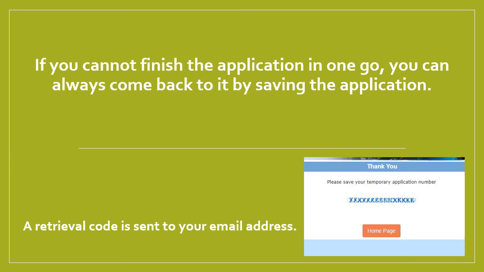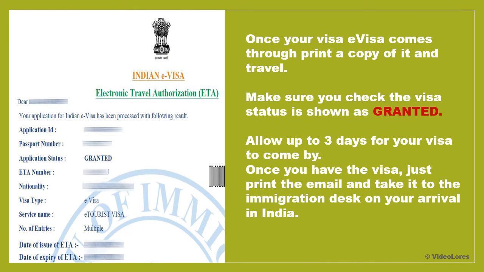So that's it. Once you have sent it with the scanned copies of your passport and your digital photo, the visa service is quite good, and sometimes you don't even have to wait for 72 hours. It arrives before that. And once your visa comes through, make sure that you check that all your details are correct. And then it's very, very important to make sure that the Electronic Travel Authorization, ETA, has "granted" written on it. And once you have that, just print it, because if you're traveling to India, you would need a printed copy of it with you as well.